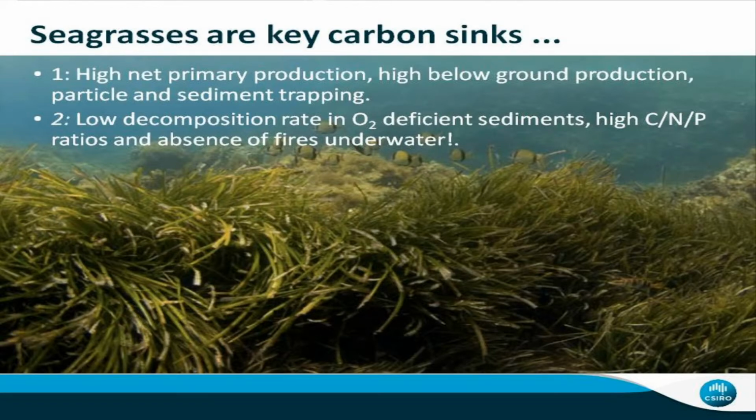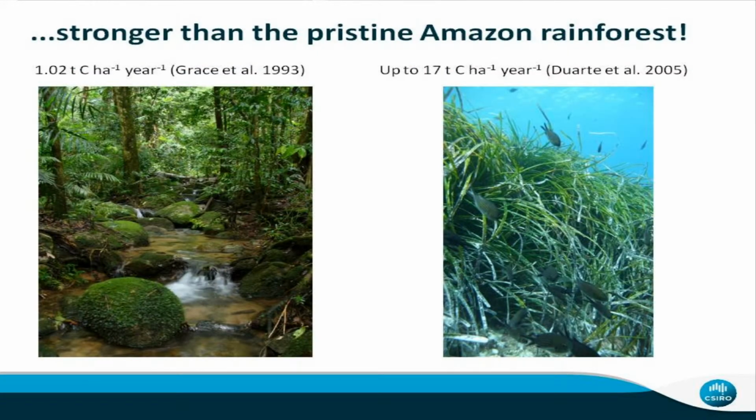And of course, one key difference in locking up carbon underwater is that in terrestrial systems, fire converts organic carbon back to inorganic carbon. There's no fires underwater. This might sound obvious, but it leads to actually stronger sinks, as Stephen pointed out, than you get in the Amazon rainforest. John Grace's estimate for the Amazon was about 1 ton of carbon per hectare per year, and Carlos Duarte's for the seagrass beds was 17 tons of carbon per hectare per year.